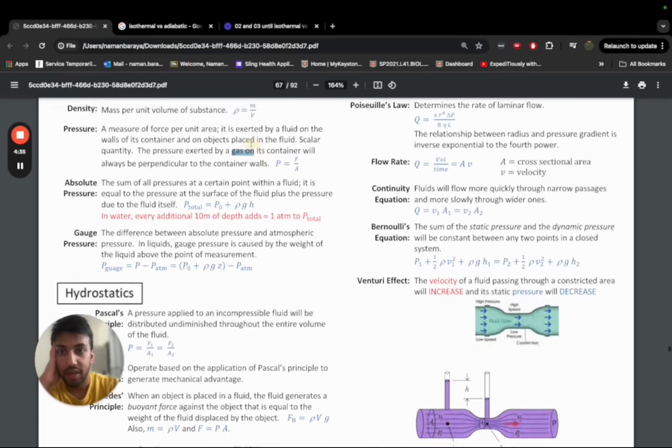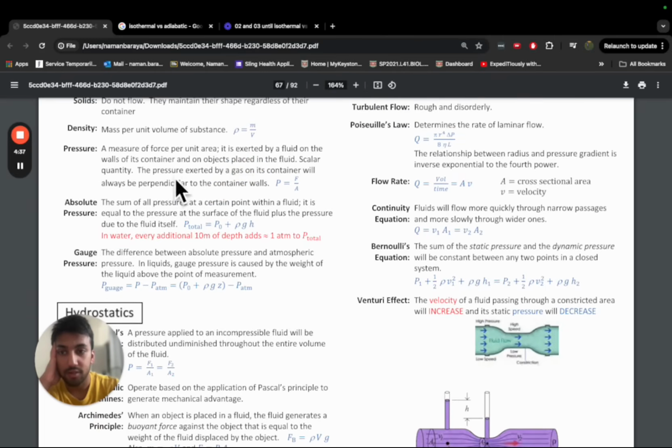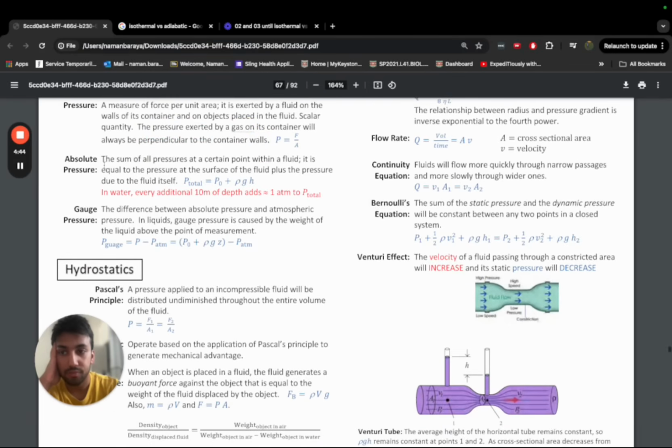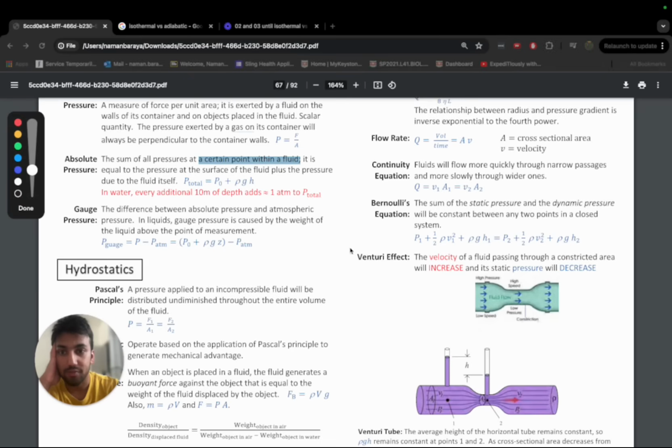And remember, a gas is kind of like a fluid that goes into its container. And so the pressure exerted by a gas on its container is always perpendicular to the container walls. The absolute pressure is when you add the, so the best way to describe this is kind of with a picture. So let's say that I have this, right? And then I'm kind of trying to figure out what is the pressure on this, right? So basically the pressure is going to be from the air above as well as from this fluid.